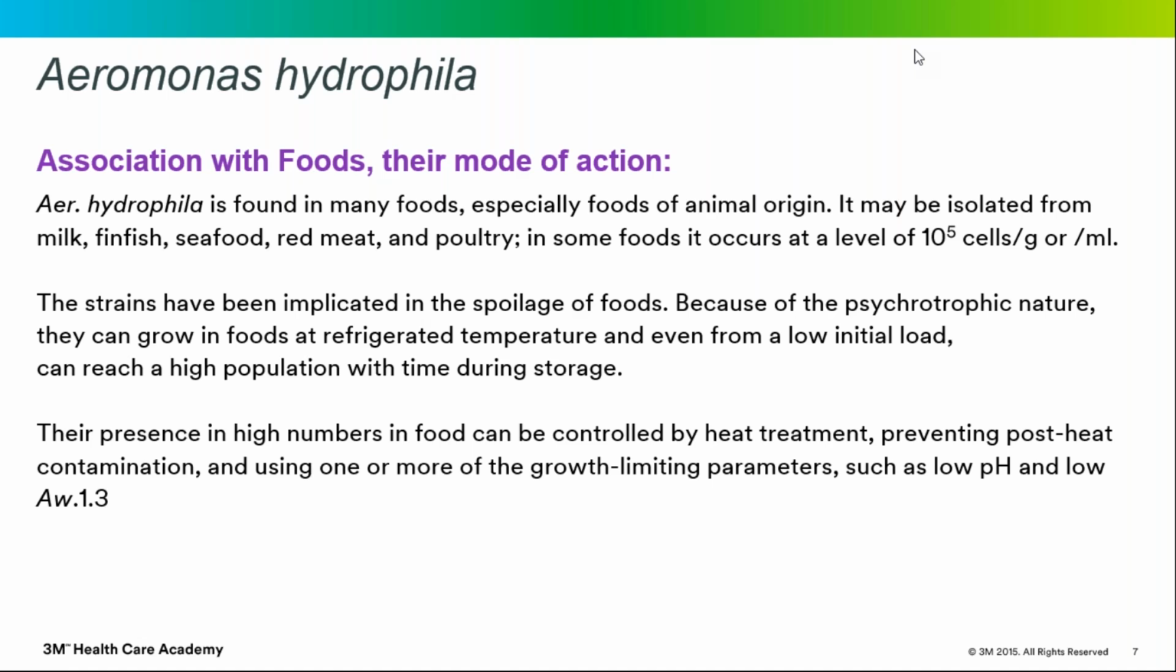Because of their psychrotrophic nature, they can grow in foods at refrigerated temperature, and even from a low initial load can reach a high population with time during storage. Their presence in high numbers in food can be controlled by heat treatment, preventing post-heat contamination, and using one or more of the growth limiting parameters such as low pH and low water activity.